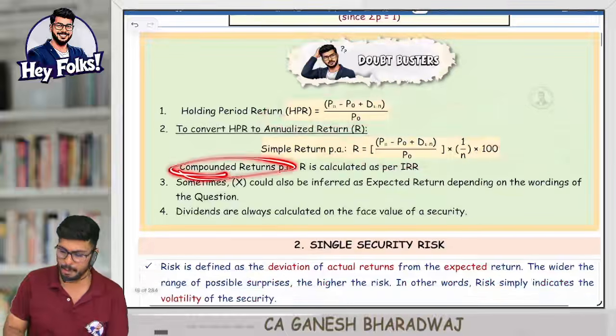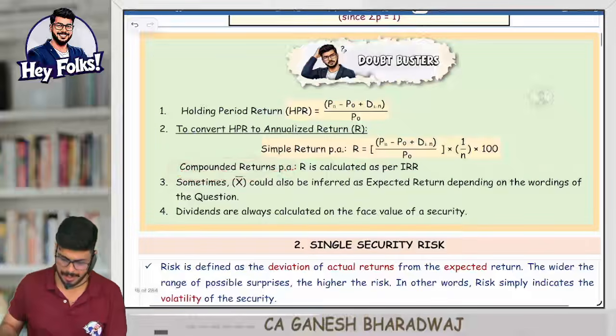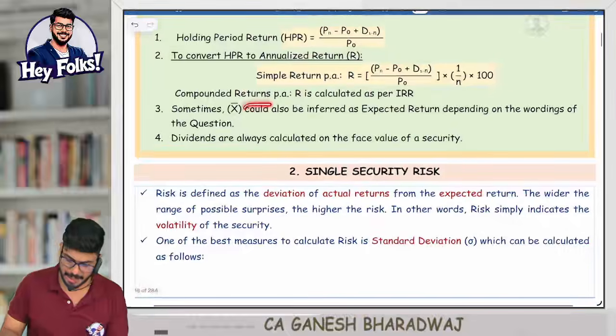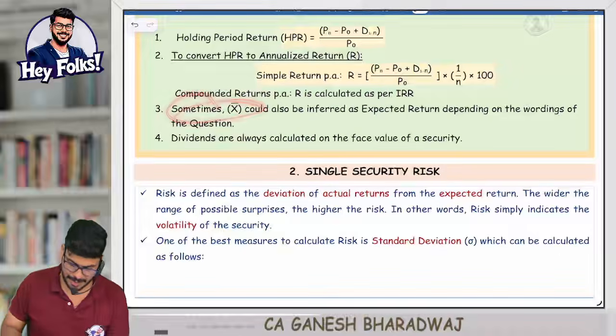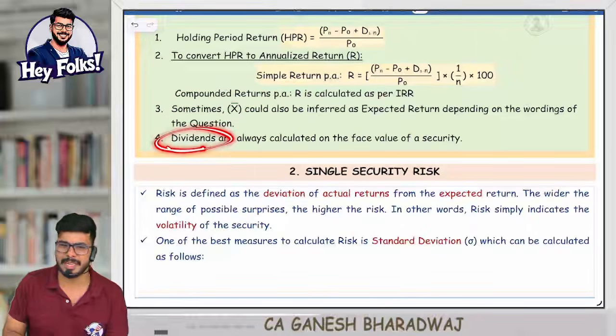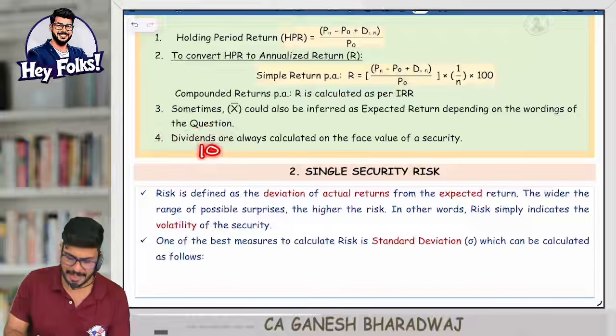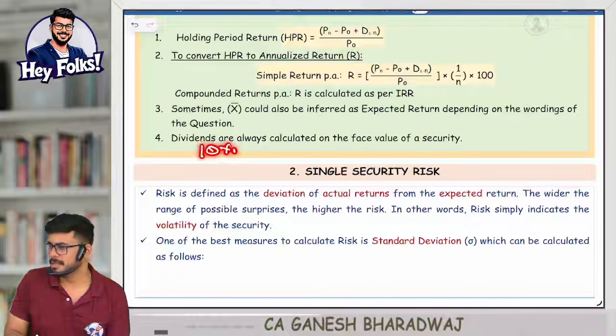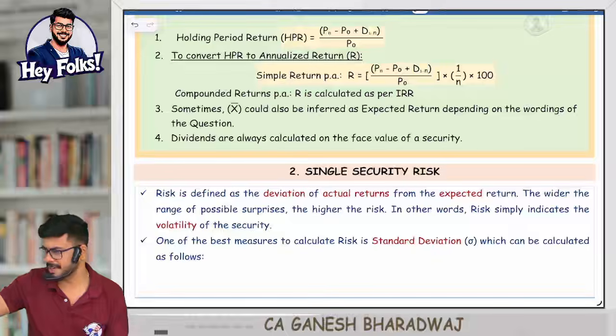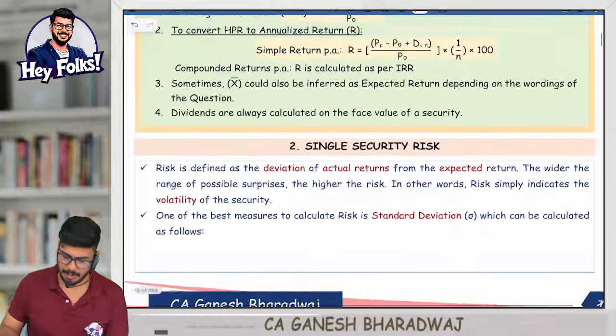I also told you the concept of holding period return and how to annualize a holding period return. Compound interest, we will anyways be seeing in the time value of money chapters, right? This we will be seeing later. And as you guys know, whenever a dividend is given, when they say the dividend is 10%, how will you calculate the dividend amount? It is applied on the face value. You guys are aware of that? Yes, perfect. Now, single security risk.